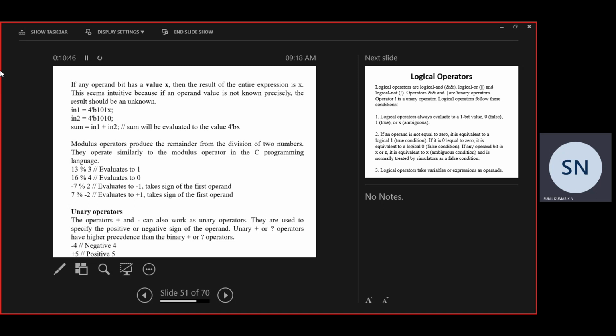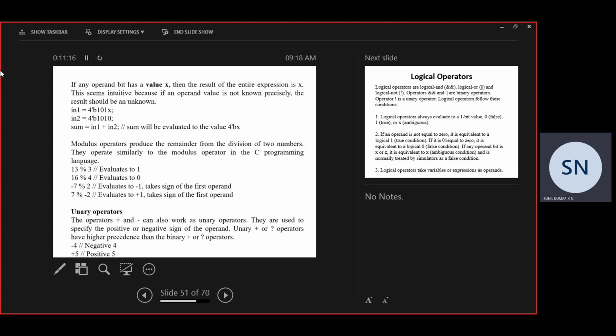The same way here also, you can see the operation of the modulus symbol. So 13 percentage 3, percentage is nothing but the modulus symbol. So 13 divided by 3: 3 fours are 12, 1 will be the remainder. So that evaluates to 1. Then 16 divided by 4 evaluates to 0, that is the remainder. So that is what the modulus will be giving. Here it is a minus symbol; negative numbers, if you are having, it is also going to provide.